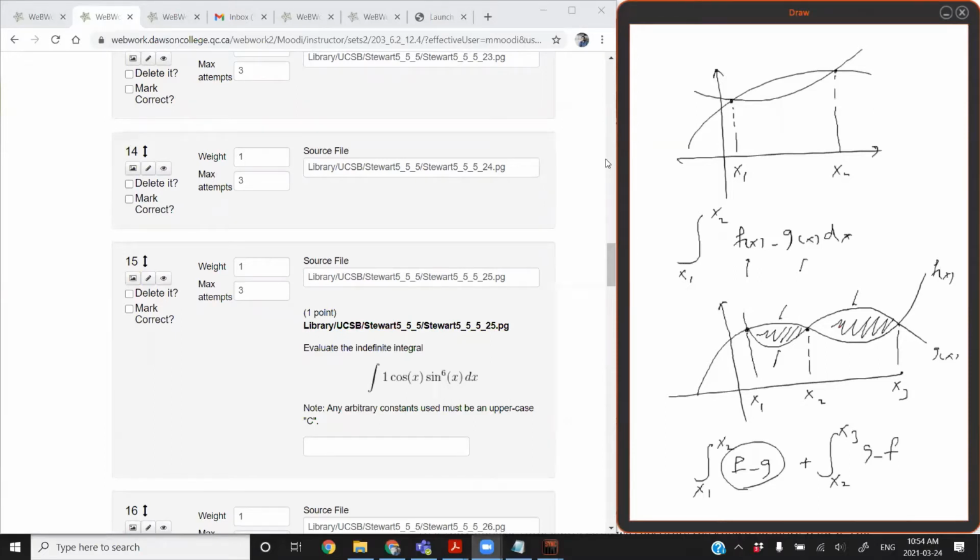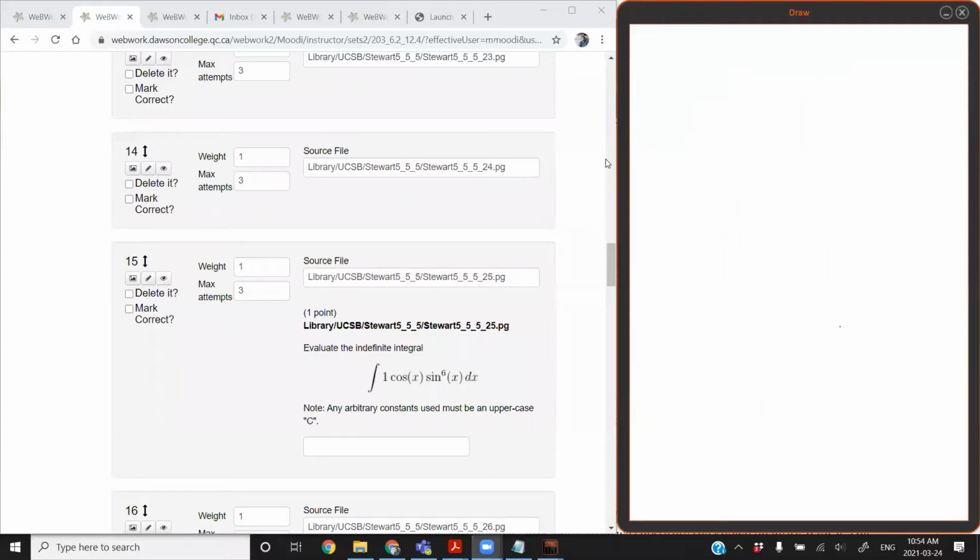Yeah, it's a simple substitution. You take u to be sine. You have cos x sine x to the power of 6 dx. Take u to be sine x. Then du would be cosine x dx. So this becomes u to the 6 du. Make sense? Yes, thank you. Sure.